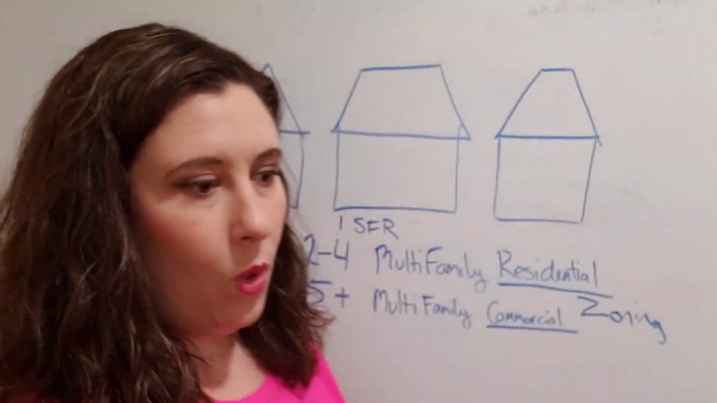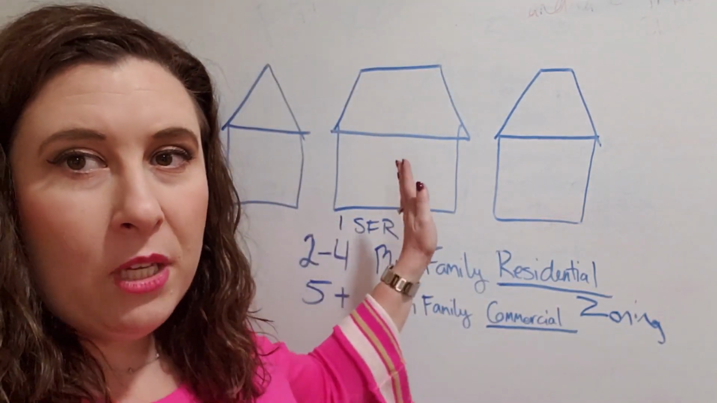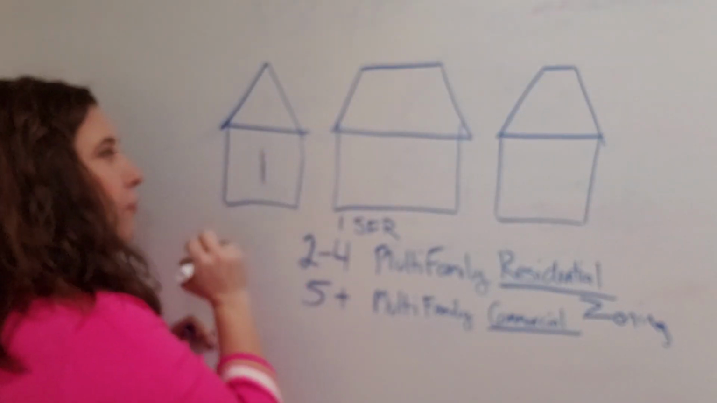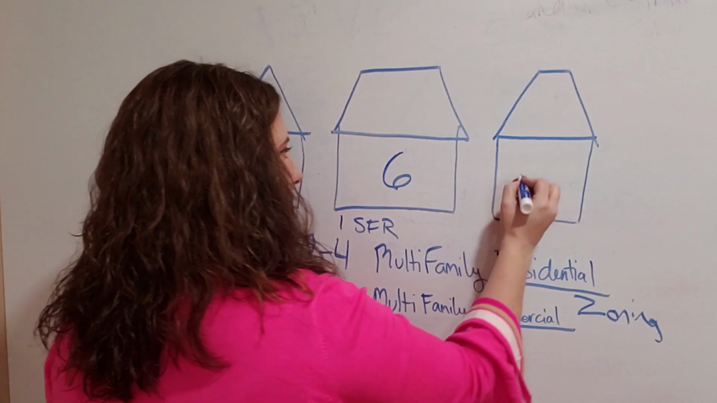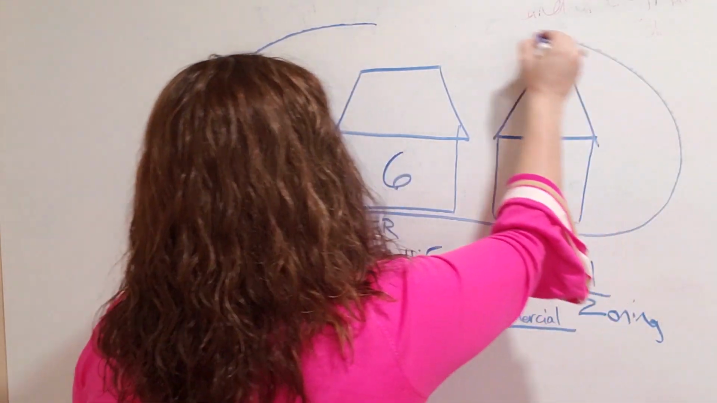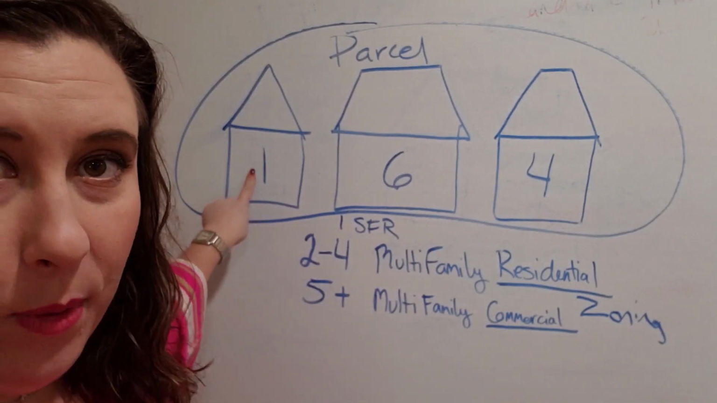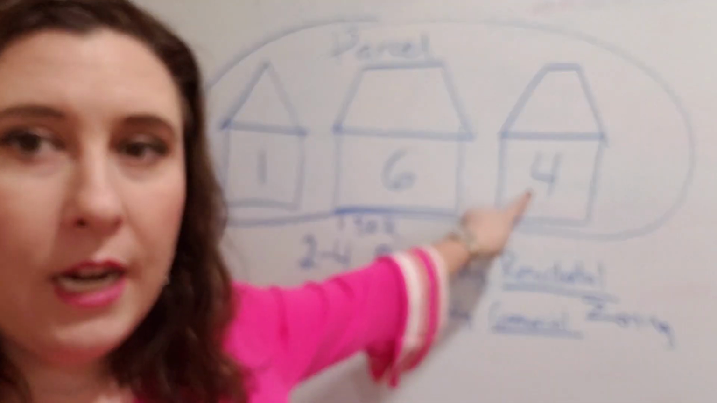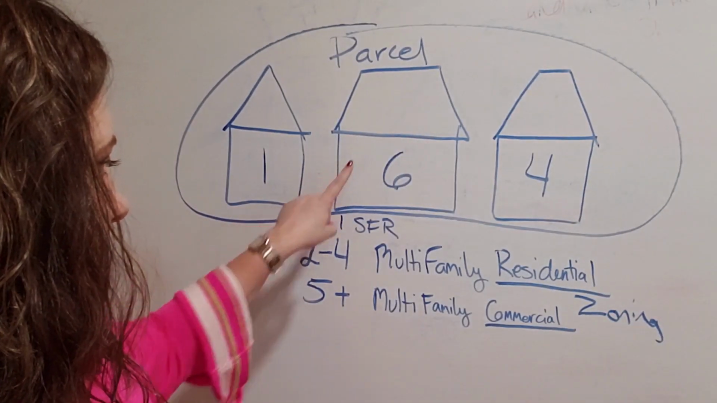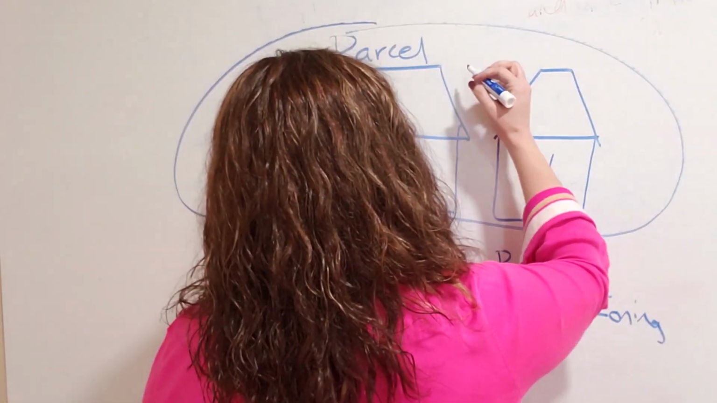Now, let's look at this. What if we found a parcel that had 3 buildings on it and it looked like this? There was a house, a single family residence, there was a 6-unit, and there was a 4-unit, a quadplex, but it's all on the same parcel. What is that called? Because 1 is single family residential, 4 is multifamily residential, but there's a 6, and that puts us in multifamily commercial. But all together, it equals 11 units.